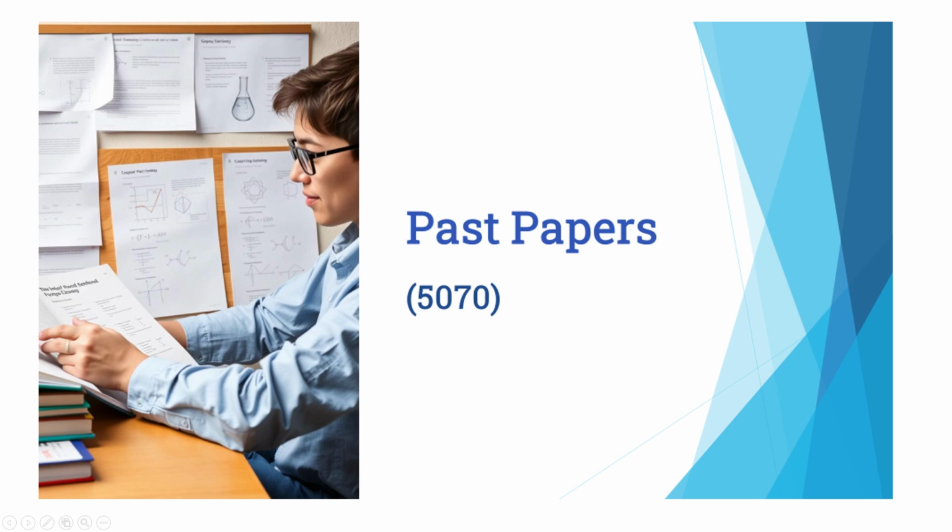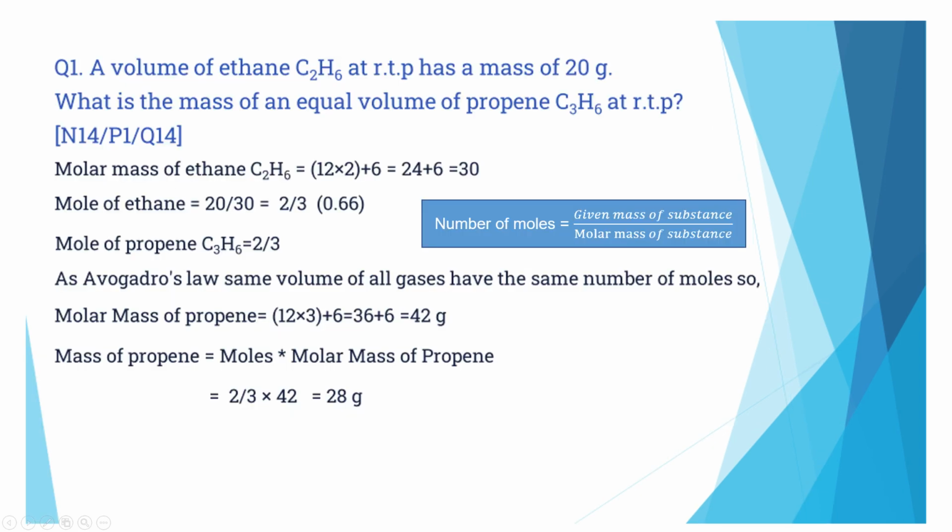Now let us take a look at some O-level past paper questions. The reference is given at the end of the question. In the first question, ethane and propene are both gases and have the same volume. According to Avogadro's law, equal volumes of gases contain the same number of moles and molecules. Therefore, we can easily find the mass of propene.